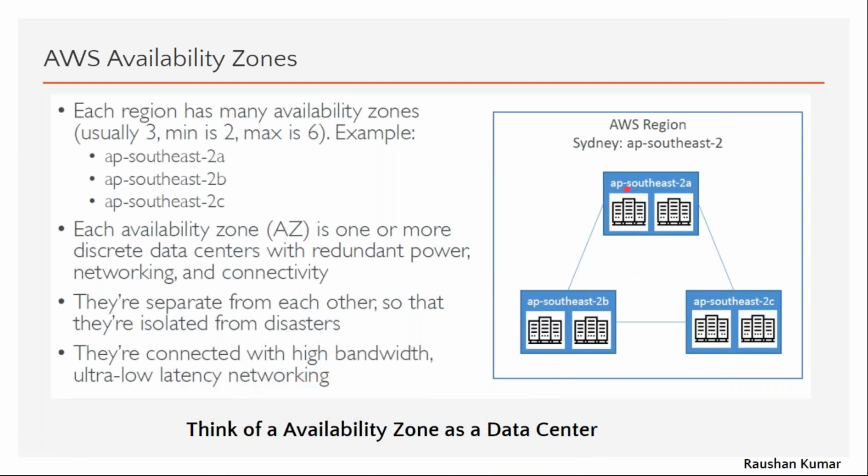The point is that these data centers, these AZs within a region, are separate from each other so that they are isolated from disaster. If a natural flood or an earthquake happens, all the data centers should not get impacted. That is why they are located far from each other, around 150 to 200 miles apart, and they are connected with a very high bandwidth and ultra low latency network.